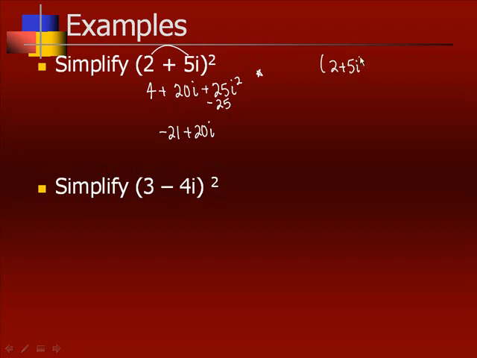Now, if you would rather go through all the steps, 2 plus 5i times itself, FOIL it out, you're going to get exactly the same thing.